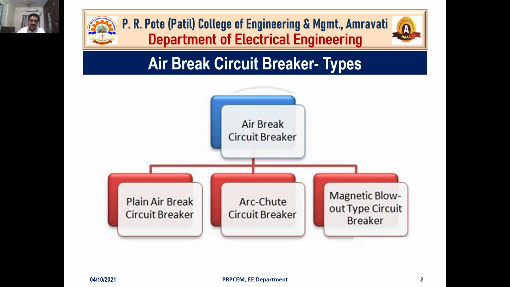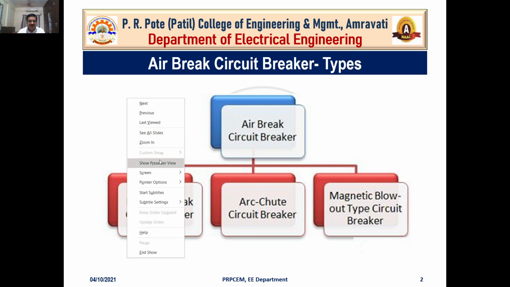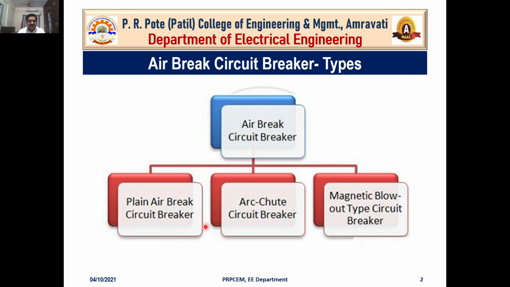As far as the classification of air brake circuit breaker is concerned, we generally classify it into three categories. One is called the plain air brake circuit breaker, where we have the simple plain arrangement which we earlier also described. Then we have another type, the magnetic blowout type circuit breakers. And the third category under the air brake circuit breaker is the arc chute type circuit breakers.